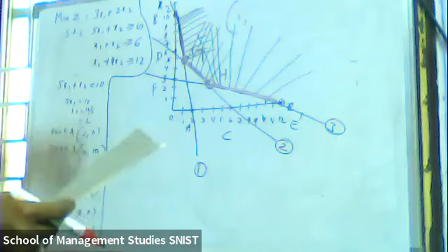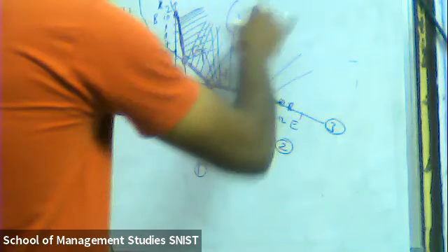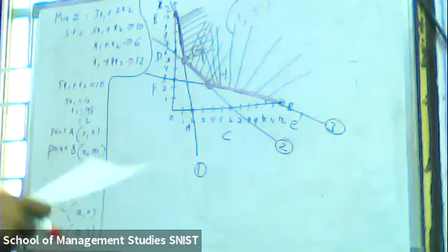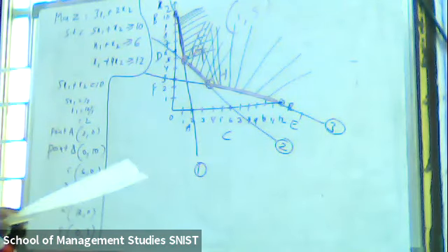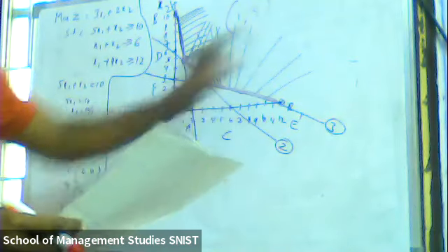x2 is equal to 5. Yes, sir, x2 equals 5, right? Okay, clear? So we got G point as 1 comma 5.